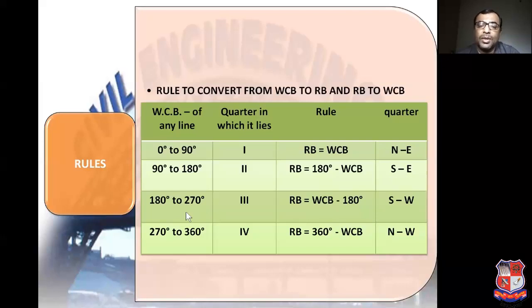Suppose the value of WCB is 180 degree to 270 degree, which means quarter number 3. The rule is RB is equal to WCB minus 180 degree, and the direction is southwest. For a WCB value between 270 degree and 360 degree, which means quarter number 4, the rule is RB is equal to 360 degree minus WCB, and the direction is northwest. Now let us see the example.